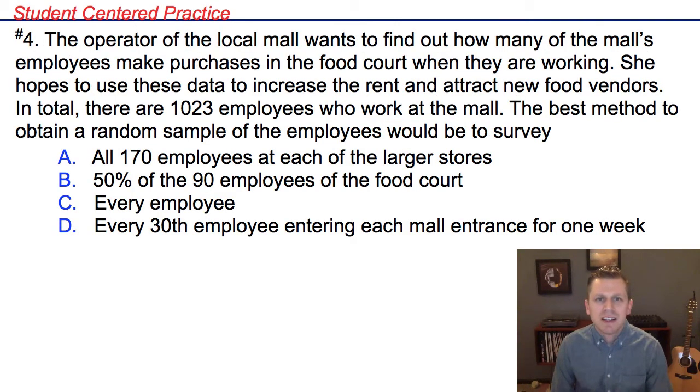This question reads, the operator of the local mall wants to find out how many of the mall's employees make purchases in the food court when they are working. She hopes to use these data to increase the rent and attract new food vendors. In total, there are 1,023 employees who work at the mall. The best method to obtain a random sample of the employees would be to survey A, all 170 employees at each of the larger stores, B, 50% of the 90 employees of the food court, C, every employee, or D, every 30th employee entering each mall entrance for 1 week.